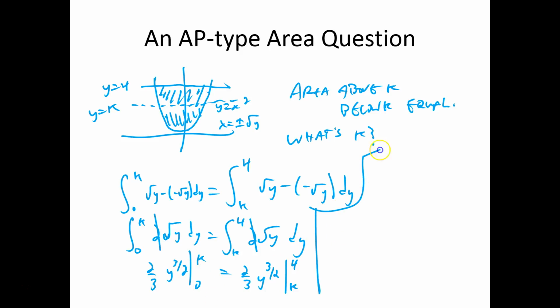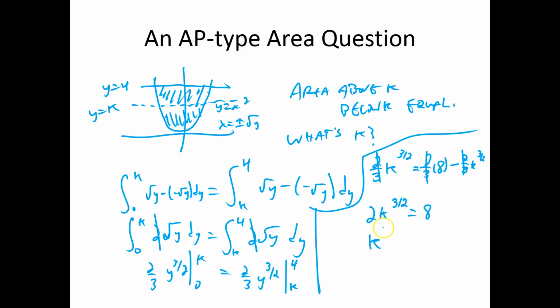So what we have for our equation is 2/3 k to the 3/2 is equal to 2/3 times 4 to the 3/2. The square root of 4 is 2, cubed is 8, so I'd have 2/3 times 8 minus 2/3 times k to the 3/2. 2/3, we can divide out everybody. So if I add k to the 3/2 to both sides, I have 2k to the 3/2 is equal to 8.